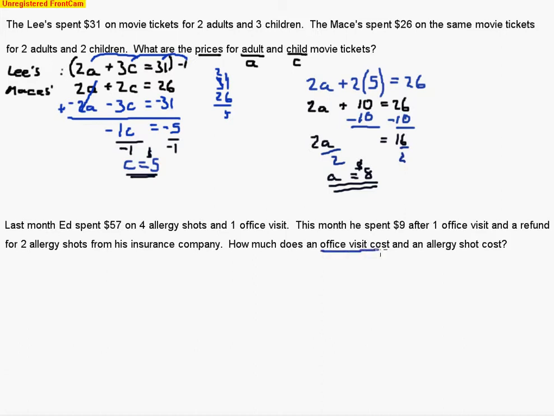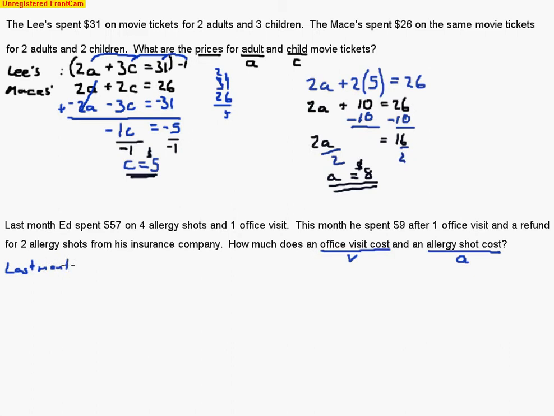An office visit cost, well, we'll just call that V. And an allergy shot cost, how about we call A? So now let's go ahead and write the two scenarios. So we've got the first equation here, last month. And so I'll write down just a heading for this equation, last month.